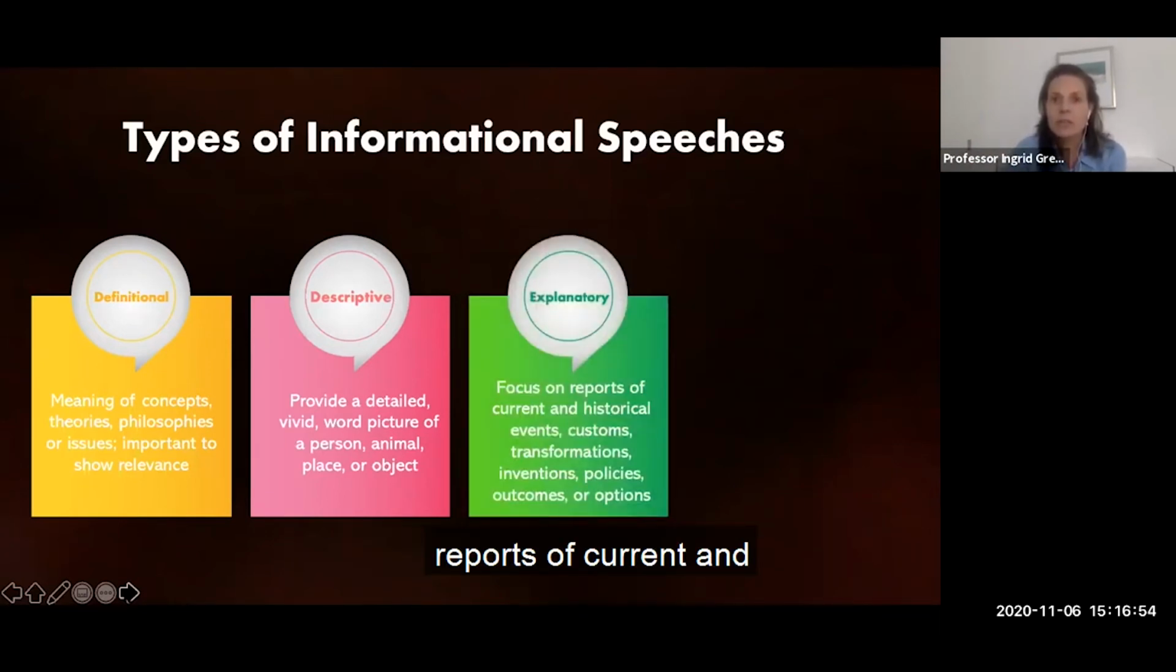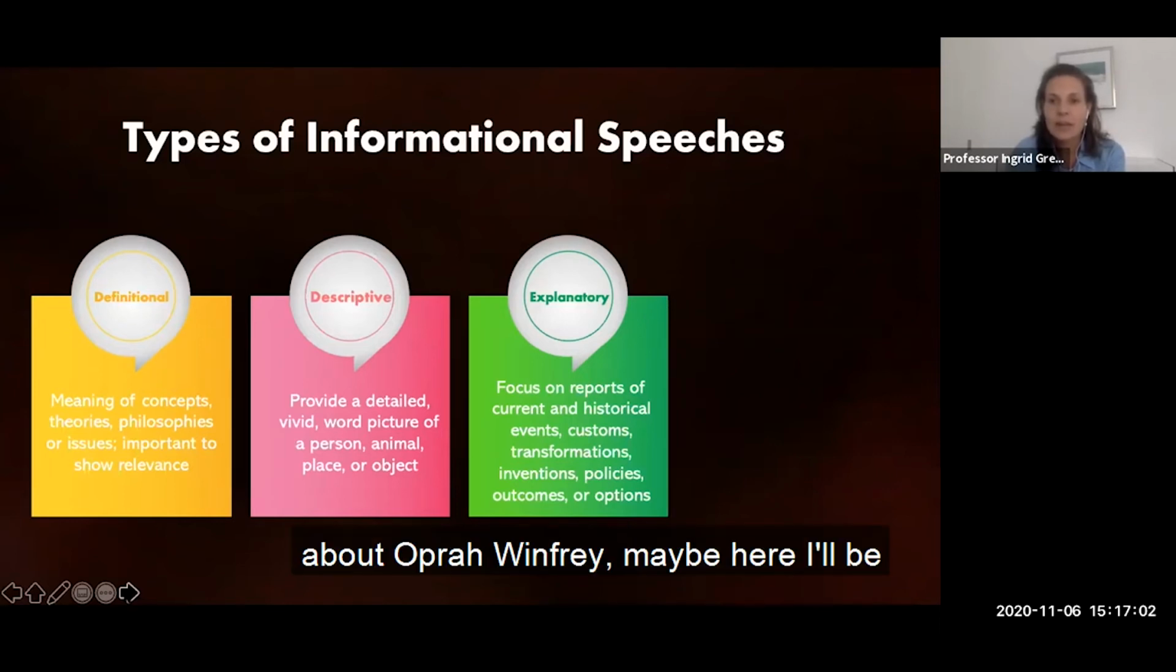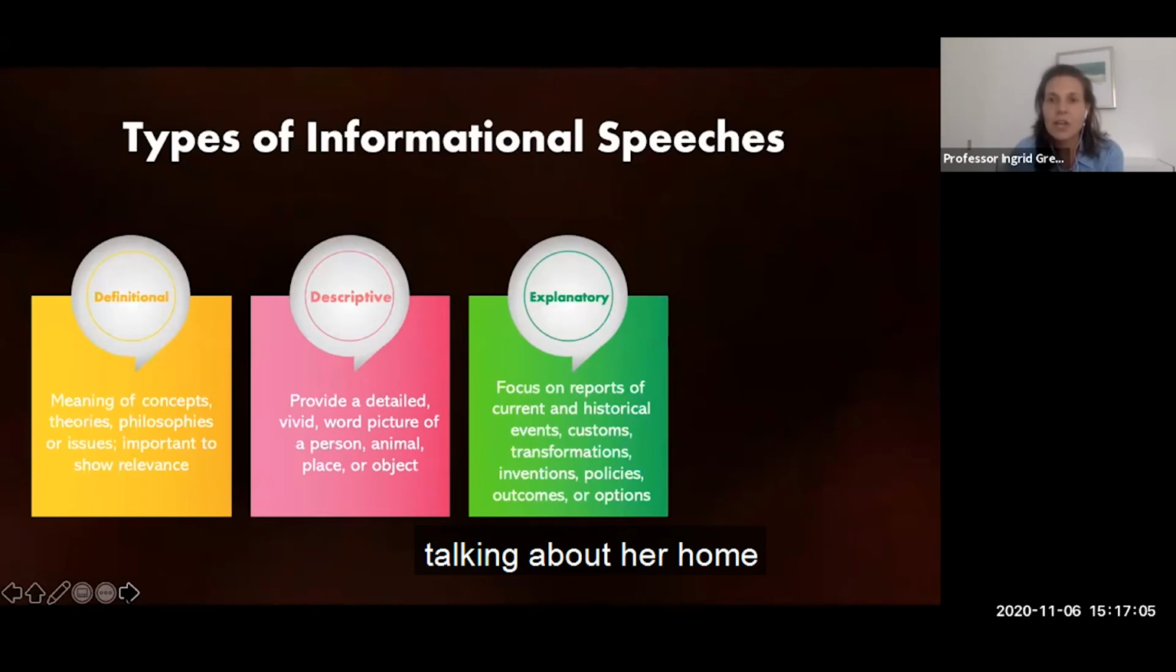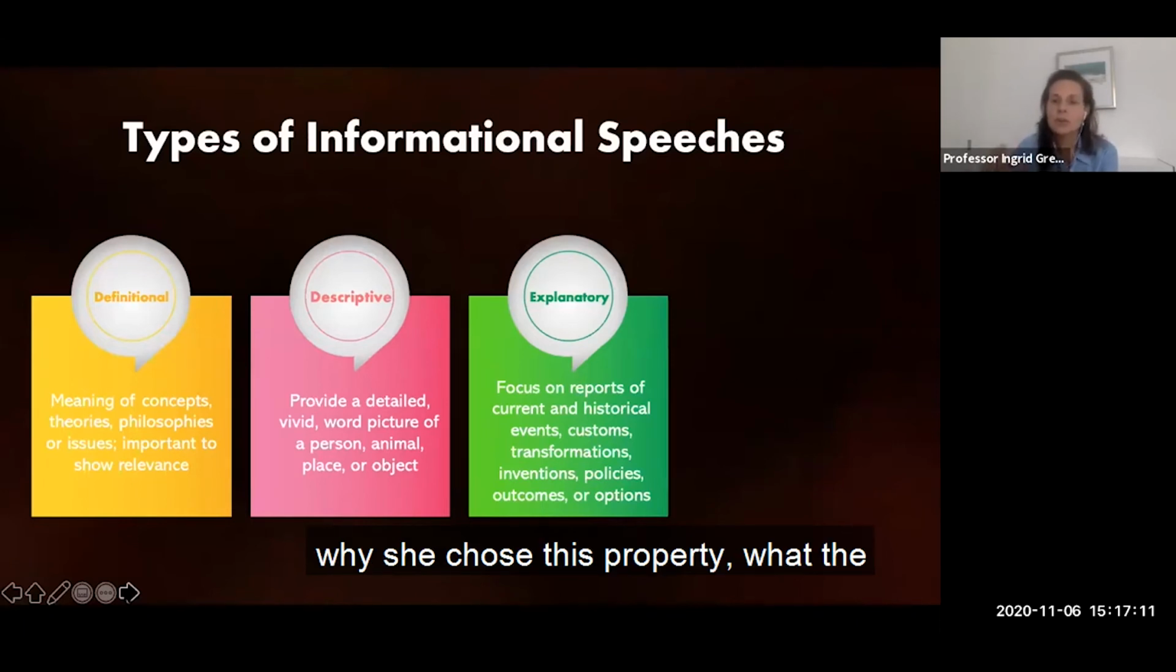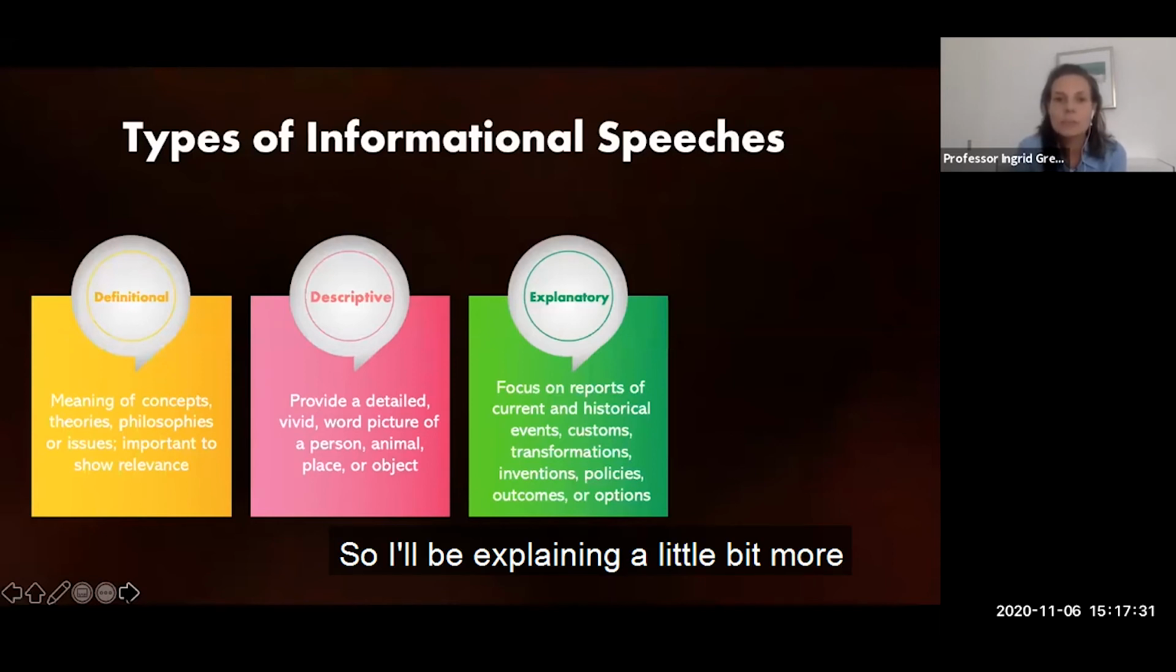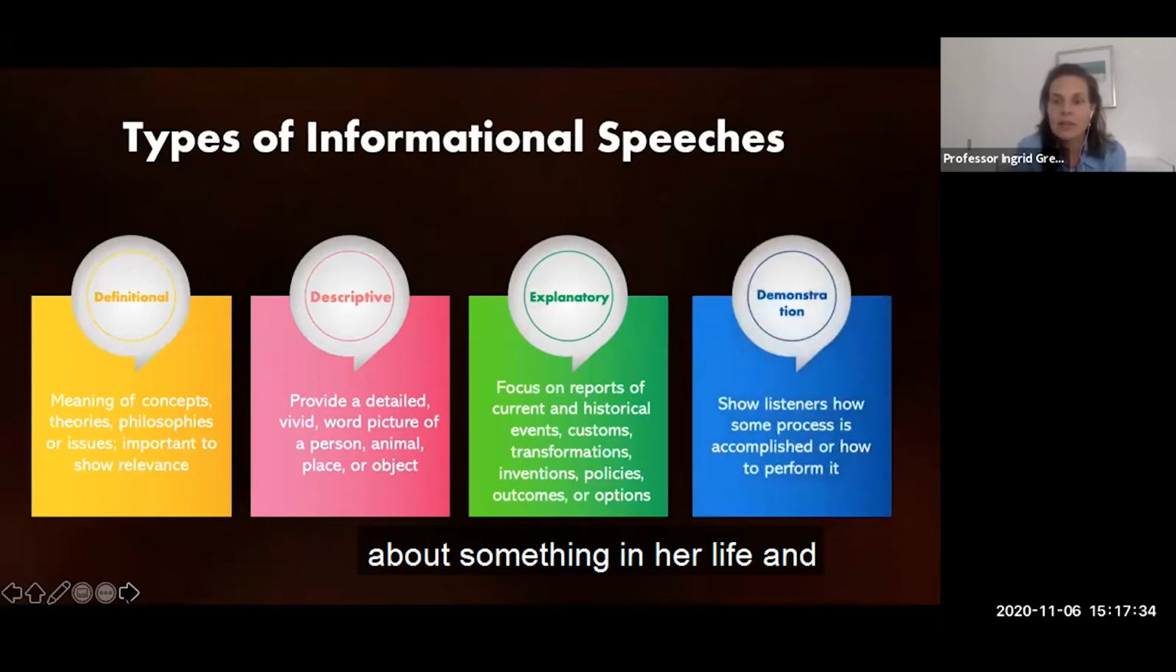Explanatory would be focusing on reports of current and historical events, customs, transformations, inventions, policies, outcomes, or options. And so again, if I'm talking about Oprah Winfrey, maybe here I would be talking about her home in Santa Barbara, right? So how she decided on this home, why she chose this property, what the property looks like, and potentially all about the conflicts that she's seen on this property, because it is such a large property. She's been criticized for her use of water and some workplace practices with her employees. So I'd be explaining a little bit more about something in her life.